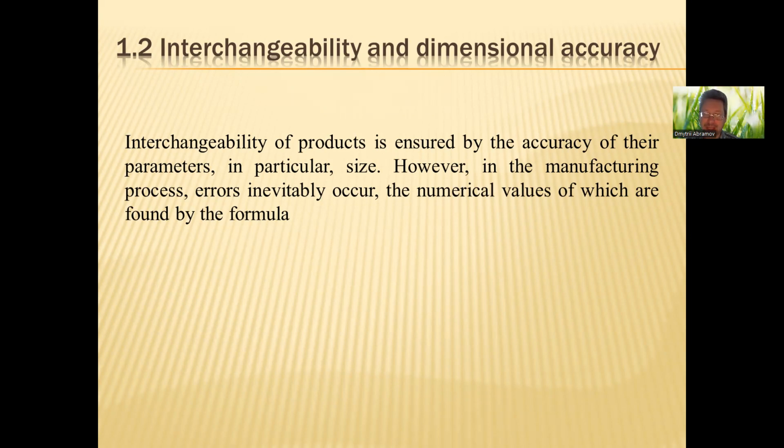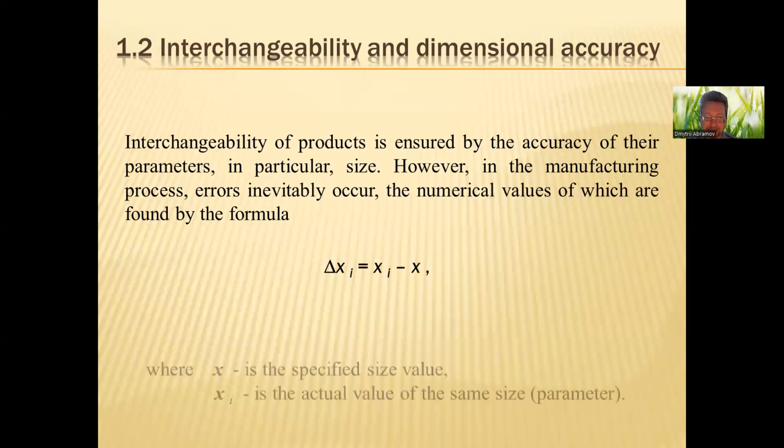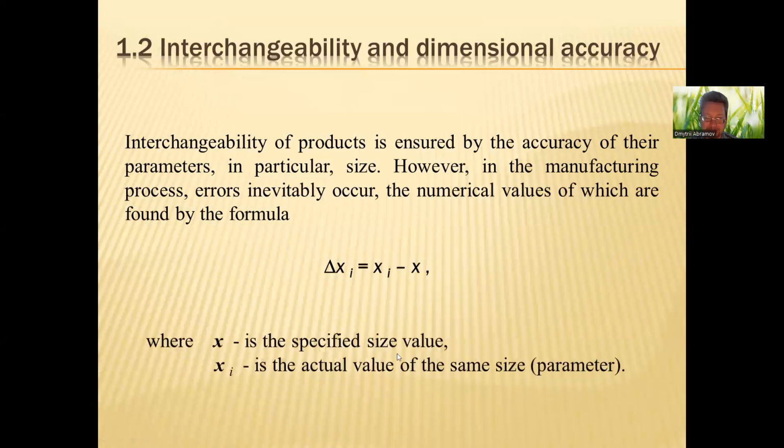inevitably occur, the numerical values of which are found by the formula delta x equals x sub i minus x, where x is the specified size value and x sub i is the actual value of the same size or parameter. Write down this formula in your notes. It's the formula of error.